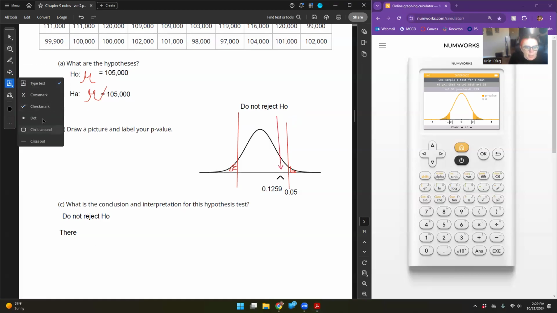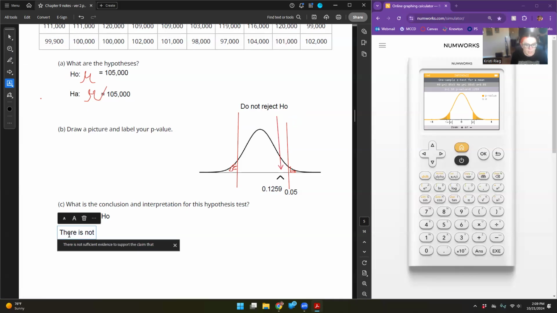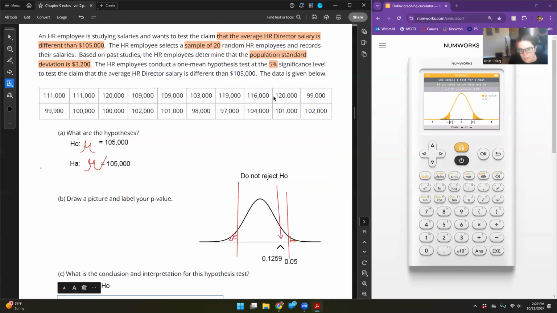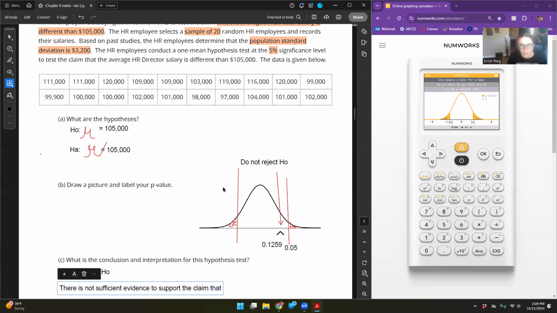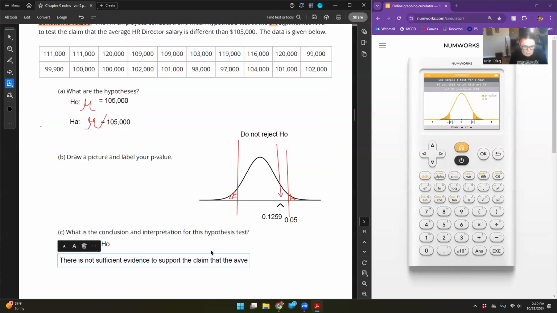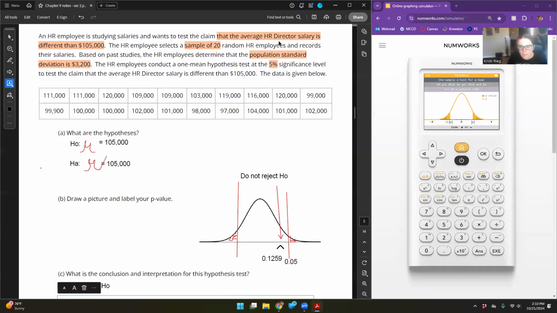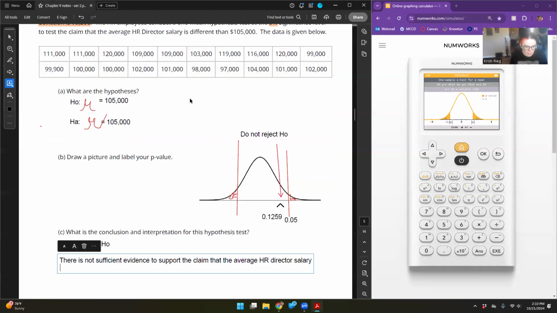Okay, going back to our conclusion, there is not sufficient evidence to support the claim, and our claim is that the average HR director salary is different than $105,000.